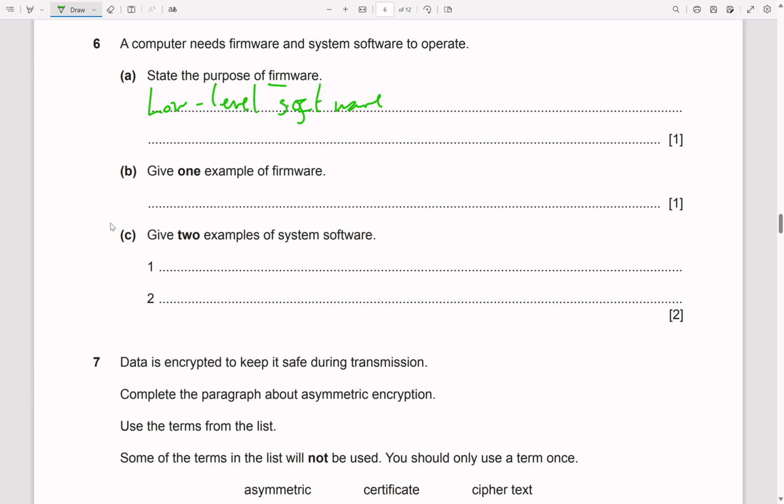Low-level software used to directly control and communicate with the hardware.